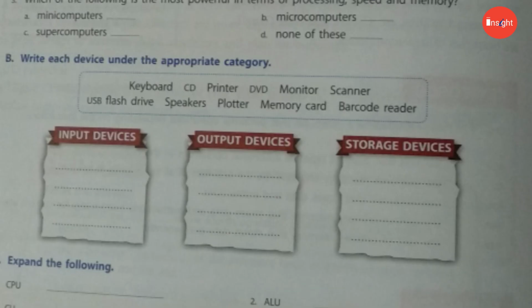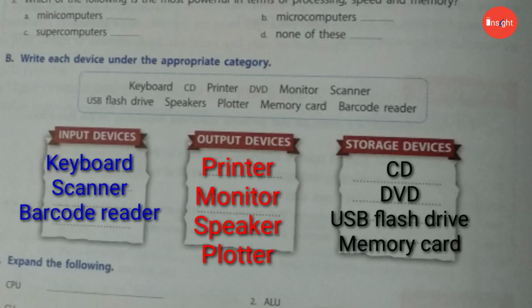Question number B. Write each device under the appropriate category. Keyboard, input device. CD, storage device. Printer, output device. DVD, storage device. Monitor, output device. Scanner, input device. USB flash drive, storage device. Speaker, output device. Plotter, output device. Memory card, storage device. Barcode reader, input device.